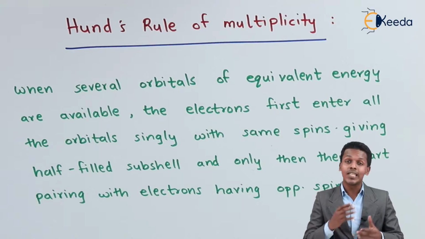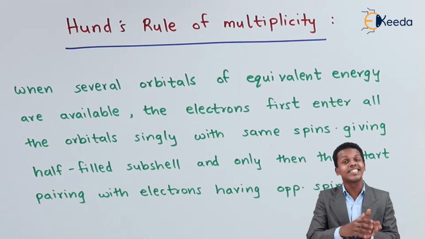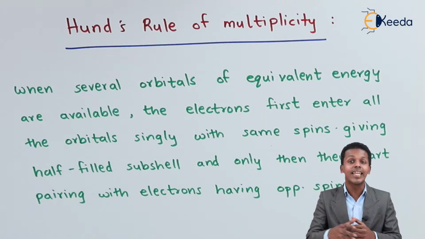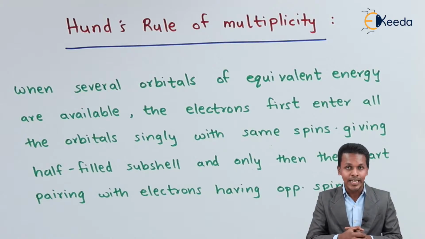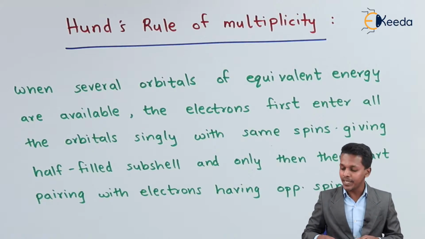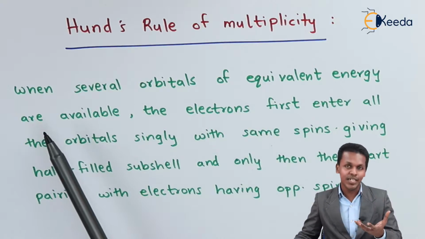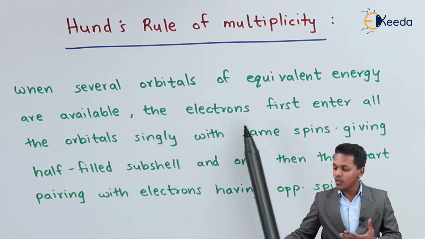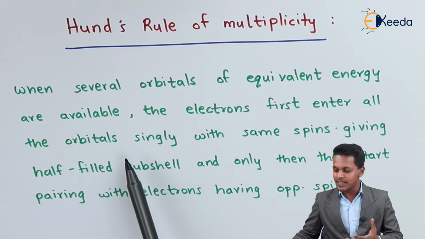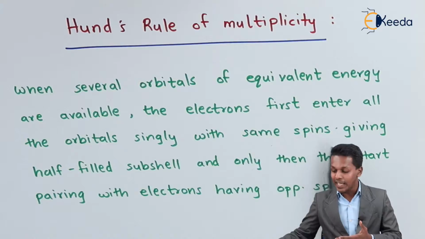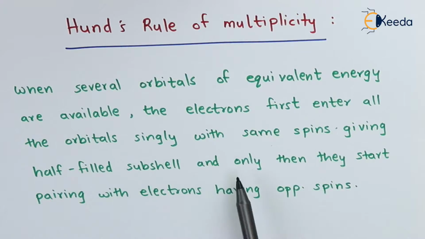Before understanding what Hund's rule of multiplicity is, let us understand the statement of it, and then we are going to talk about it in much more detail, taking a particular example. So let's start with the statement. When several orbitals of equivalent energy, that is the degenerate state, are available, the electrons first enter all the orbitals singly with the same spin, giving a half-filled subshell, and only then they start pairing with electrons having opposite spin. So this is the statement, and now let us understand it with the help of a particular example.